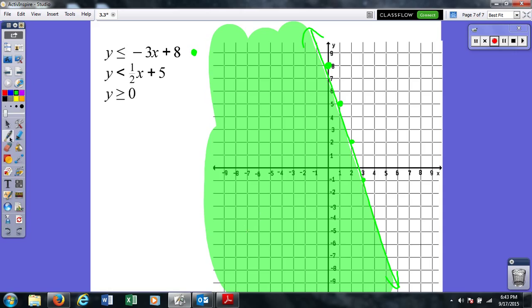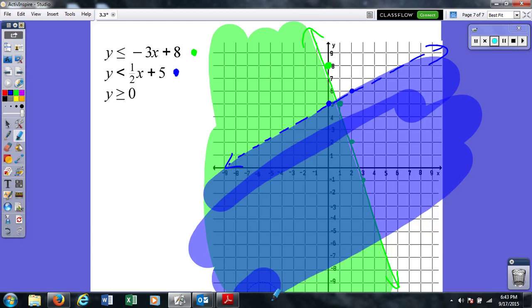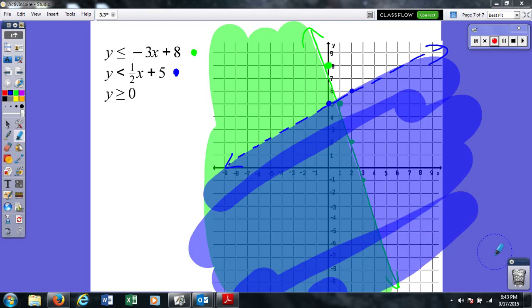Second inequality, sorry, I keep saying equation, these are inequalities. All right, that one has a y-intercept of 5, slope of 1/2, so we go up 1 to the right 2. And this one's going to be a dotted line. This one also gets shaded below because it says y is less than. All right, so now we do have a portion of the graph that is overlapping between the blue and the green. So that's kind of the bottom left portion of it.